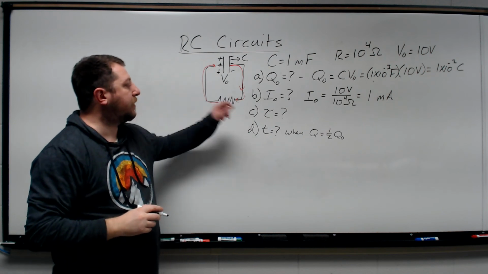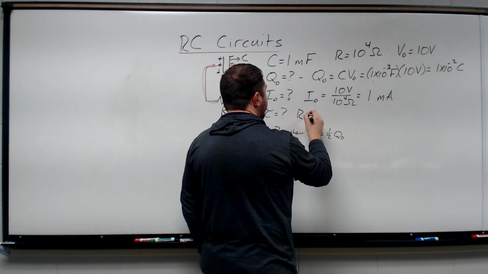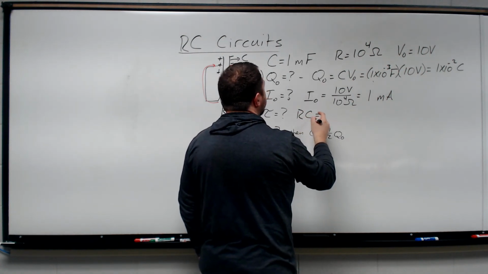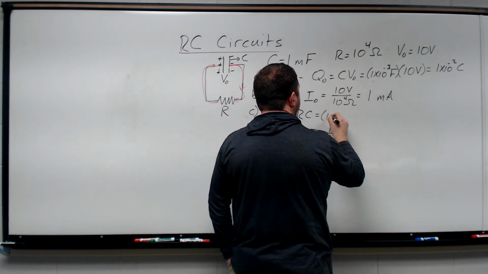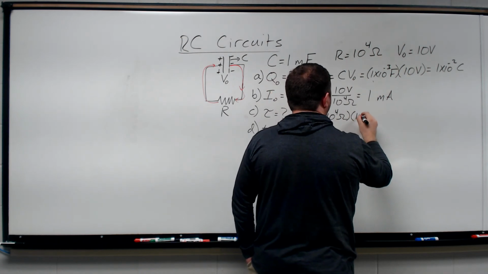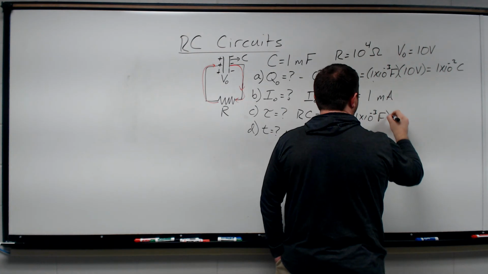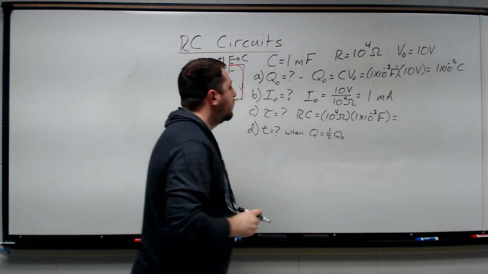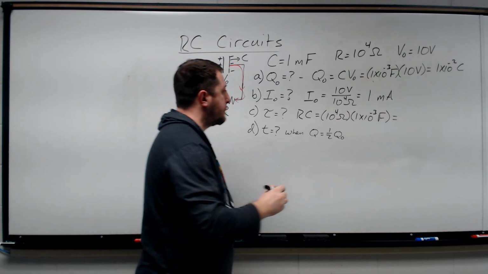What about my time constant? Well, my time constant is just equal to RC, so this is going to be 10,000 ohms times 1 times 10 to the -3rd farads. So this is going to turn into 10 seconds.